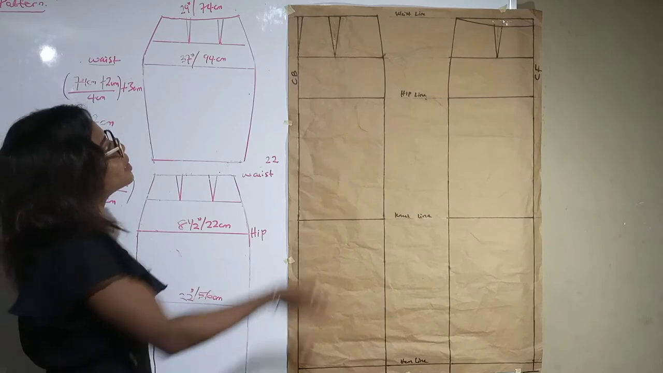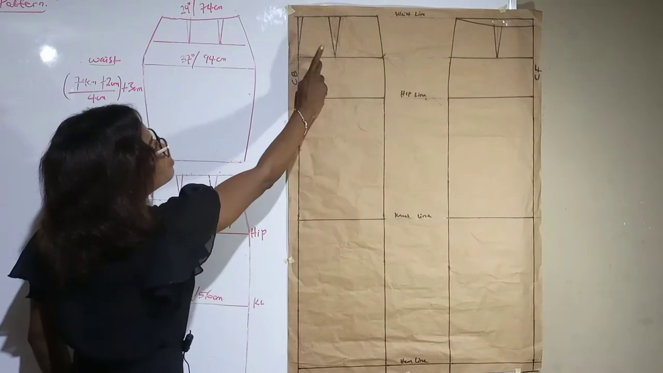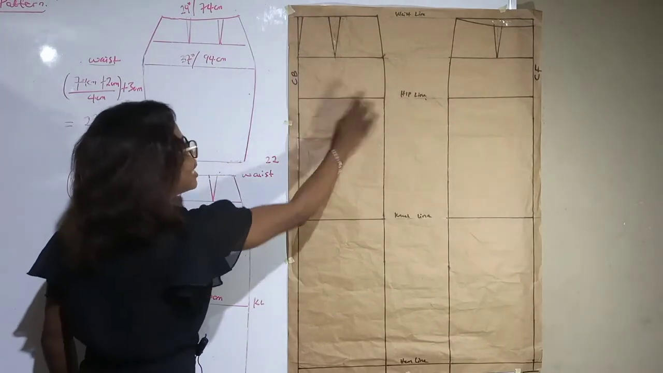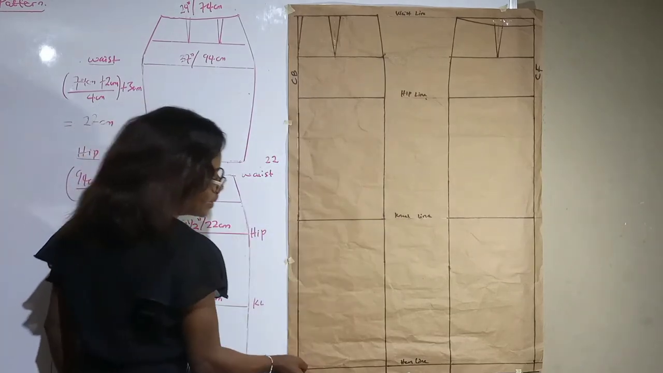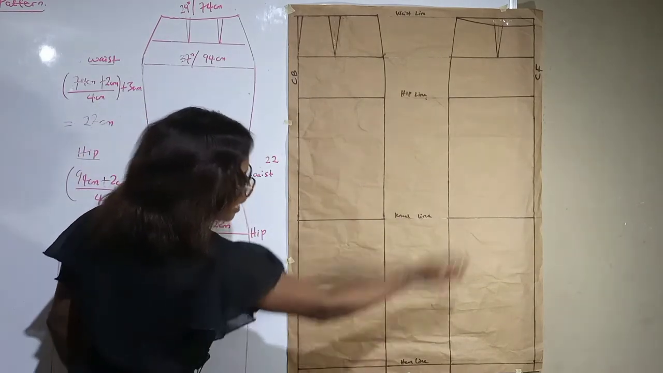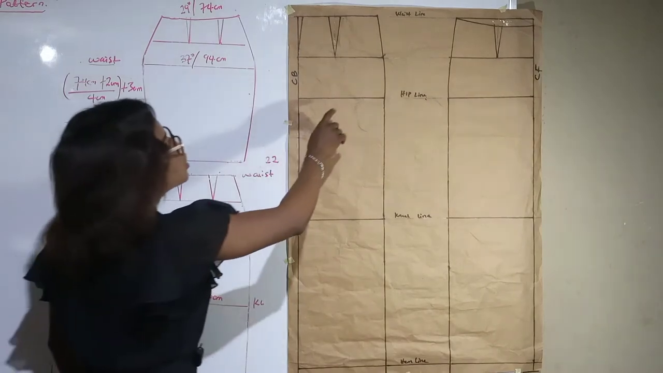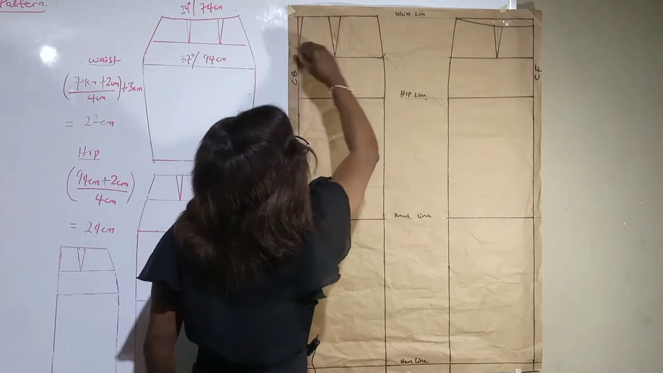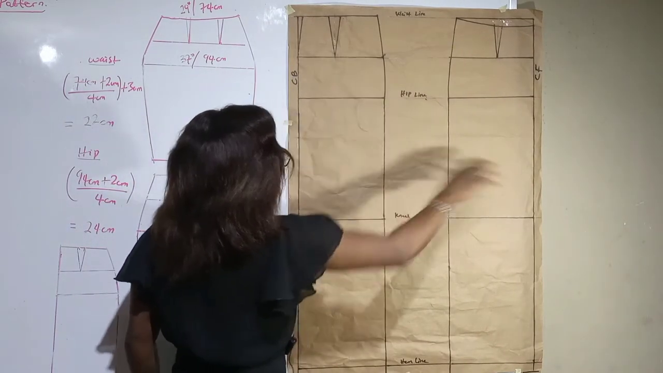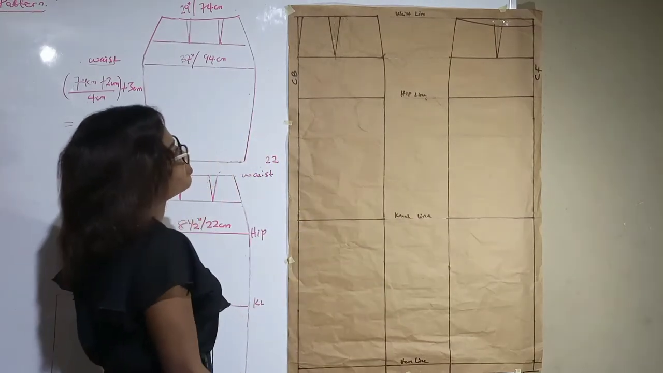So don't forget, you have the waistline, which can also be the upper hip line, then the hip line, the knee line, and the full length line, or the hem line. So you should get used to all these horizontal lines.